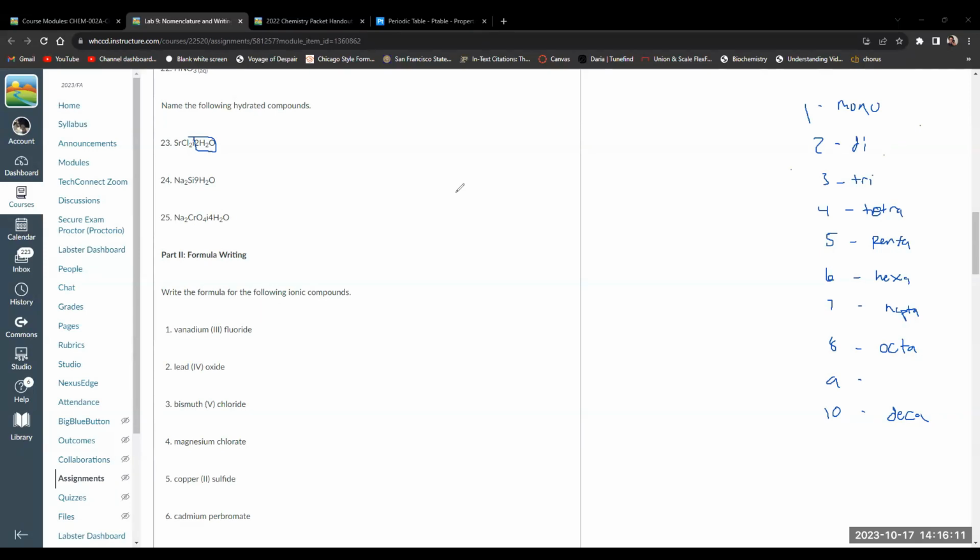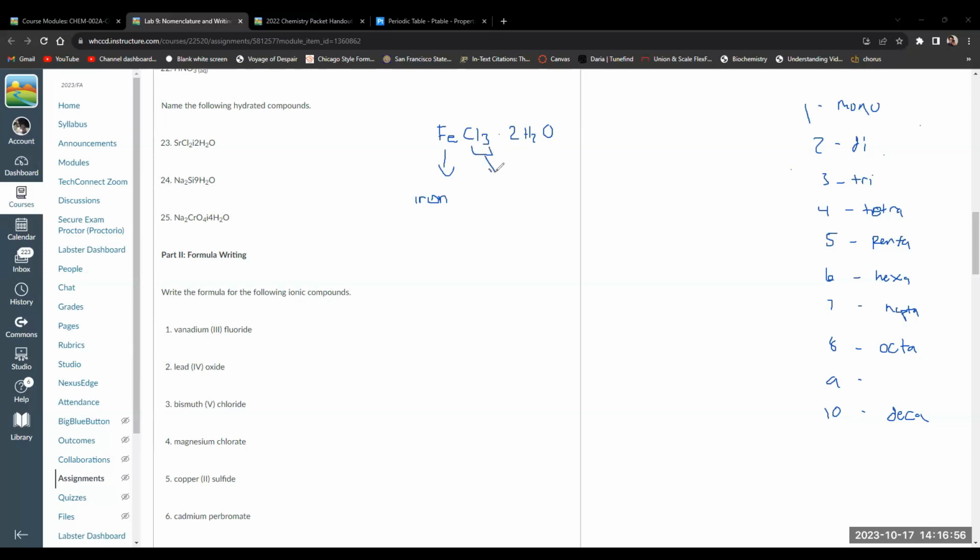So let's try to name one. So let's take FeCl3 with a water. So let's dissect this. We have an iron here. And we know irons are transitional metals. So we're going to be using the Roman numerals to represent the charge. So this is iron.